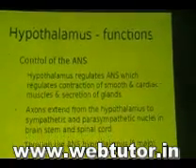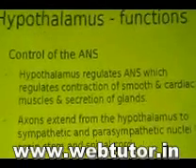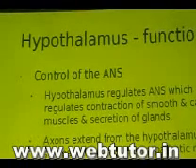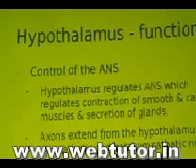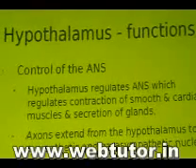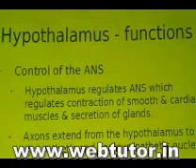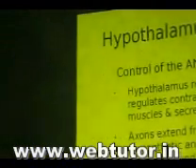Now, the main functions of your hypothalamus. Though it's a very small part of your brain, why is it so important? Hypothalamus functions: control of the autonomic nervous system. We'll do the autonomic nervous system in detail. Just to give you a brief, the autonomic nervous system is the one which controls most of your involuntary actions, like movement of food from your stomach into your intestine.